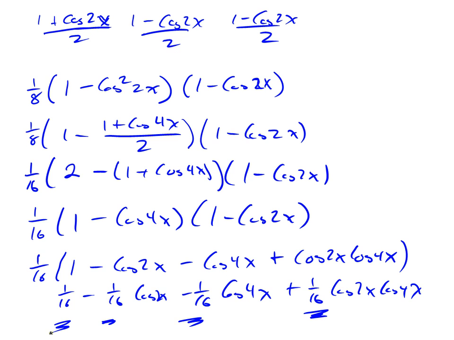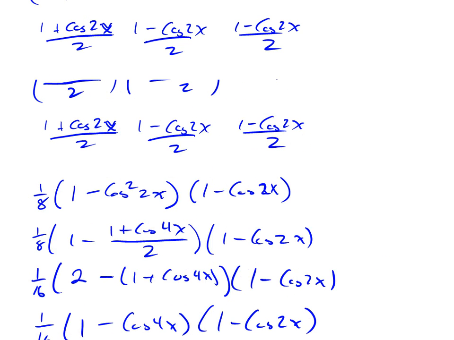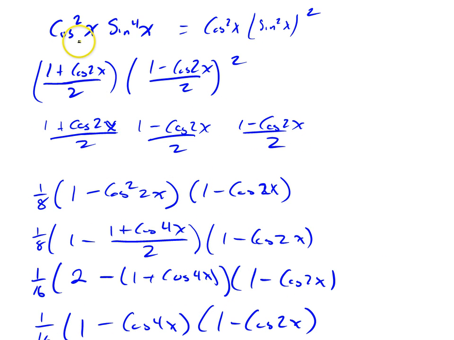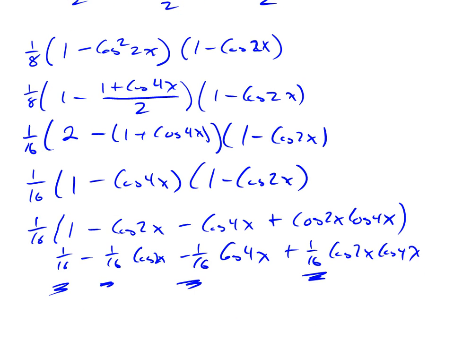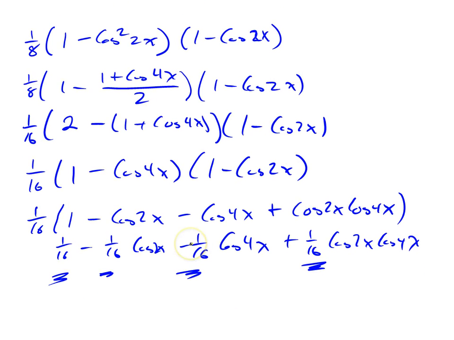But what we had was a power reducing formula on the cosine and on the sine, and then we multiplied that out and found another cosine squared, which we used another power reducing formula on, and then just multiplied everything out again and see what we got. Okay.